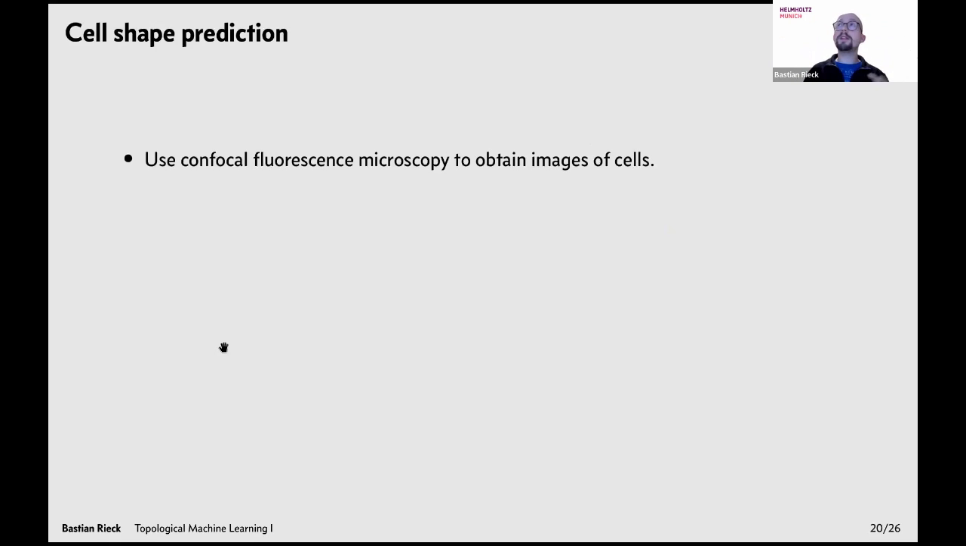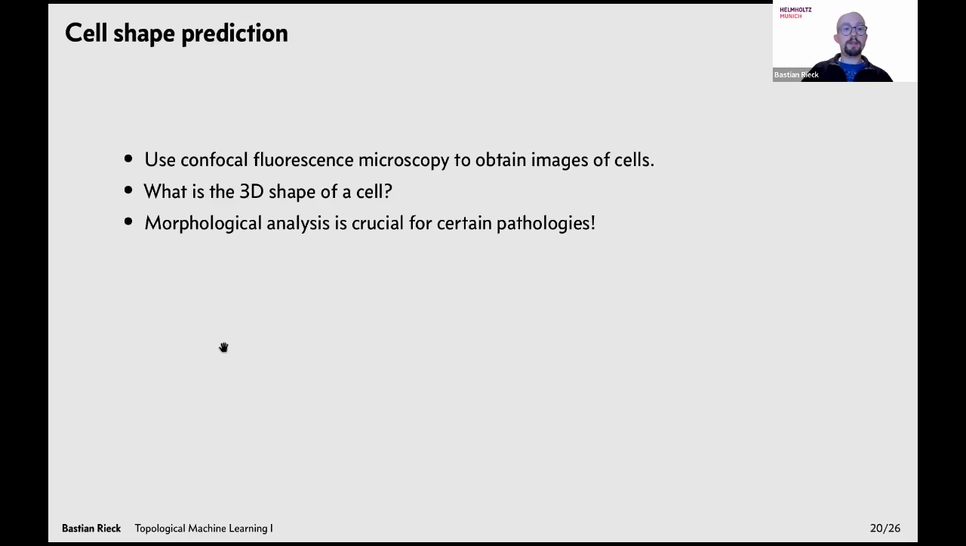So a completely different set of rules, a completely different set of things. We use a confocal fluorescence microscopy device to obtain images of cells, like actual living cells in a human body. And we are interested in understanding the 3D shape of a cell. So really literally taking some slices and images and then turning those into a 3D model. This is also known as morphological analysis of cells, and it's crucial to detect certain pathologies.